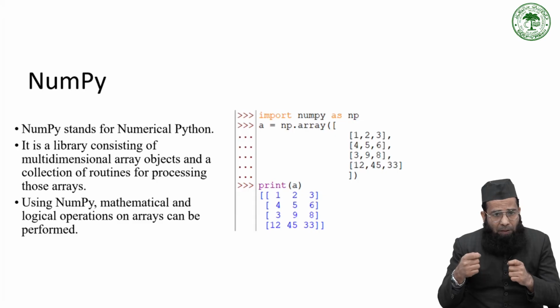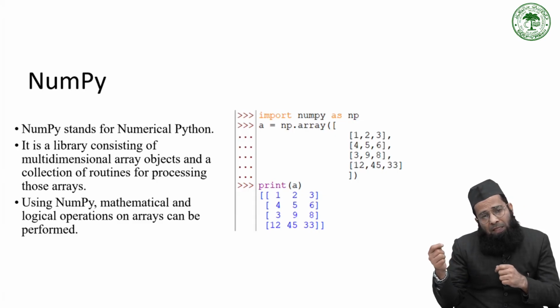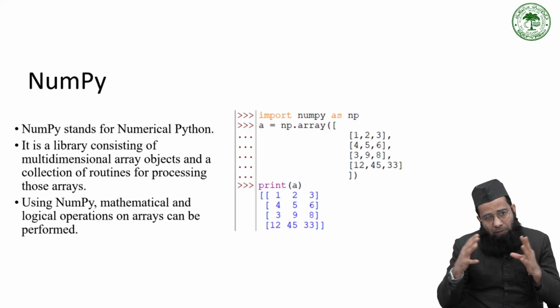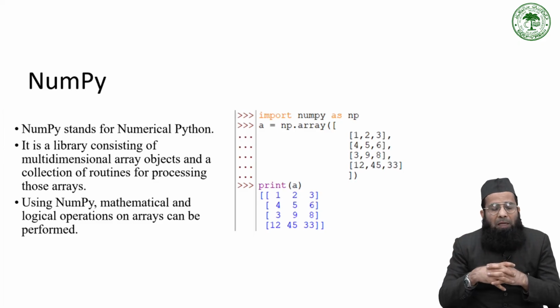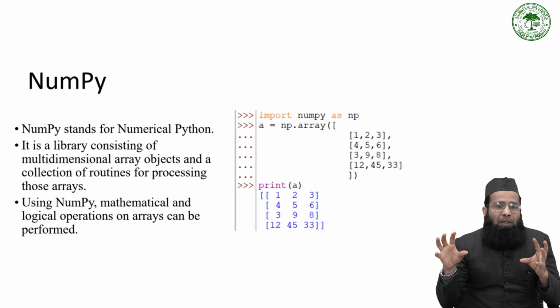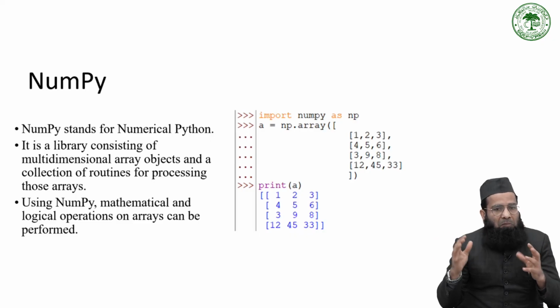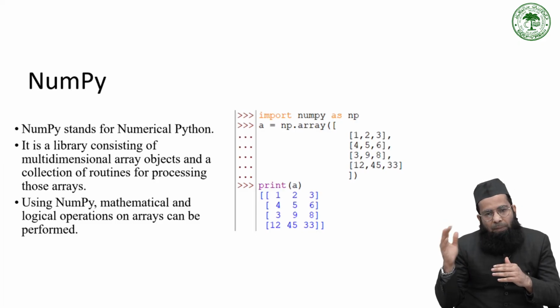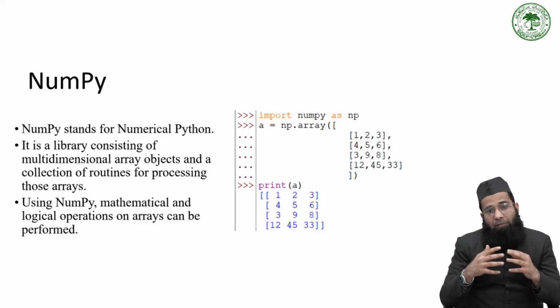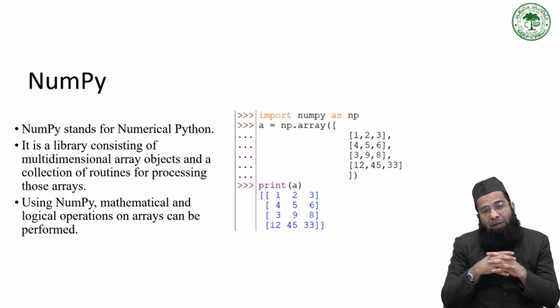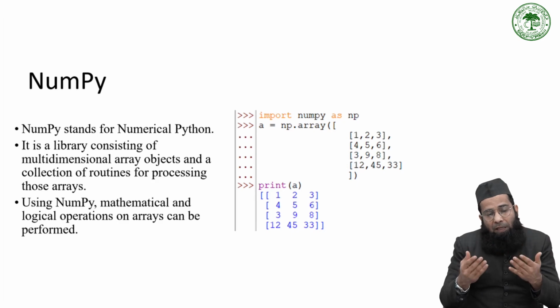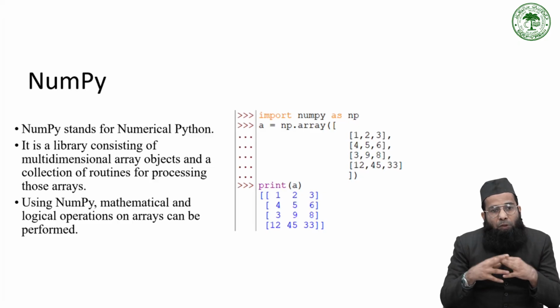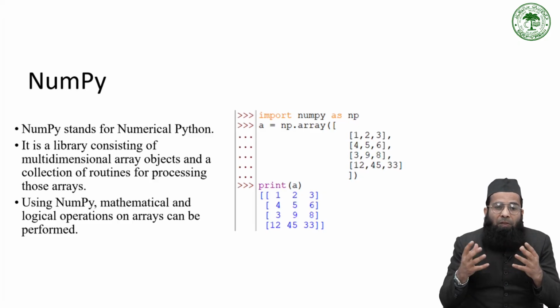So this is the best option. In case of C, C++, Java, you have to write the whole code. If you want to multiply two matrices, you need to include three loops to calculate the product of two matrices in C, C++, Java. But here we have flexibility. We can directly calculate the product of two NumPy arrays. Using NumPy, mathematical and logical operations on arrays can be performed.